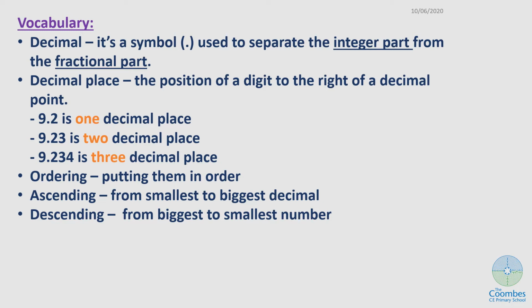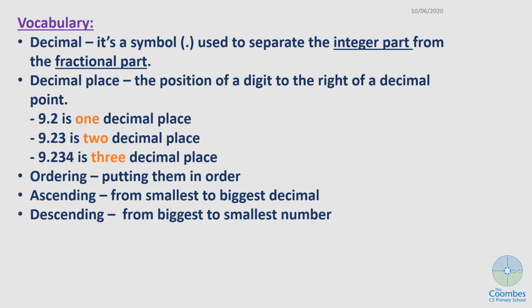There are a few vocabulary words I want you to take note of. First is the term itself, decimal. It's a symbol like a dot used to separate the integer part from the fractional part. Now, a decimal place is the position of a digit to the right of a decimal point. For instance, this is 1 decimal place. This is 2 decimal places. This is 3 decimal places.